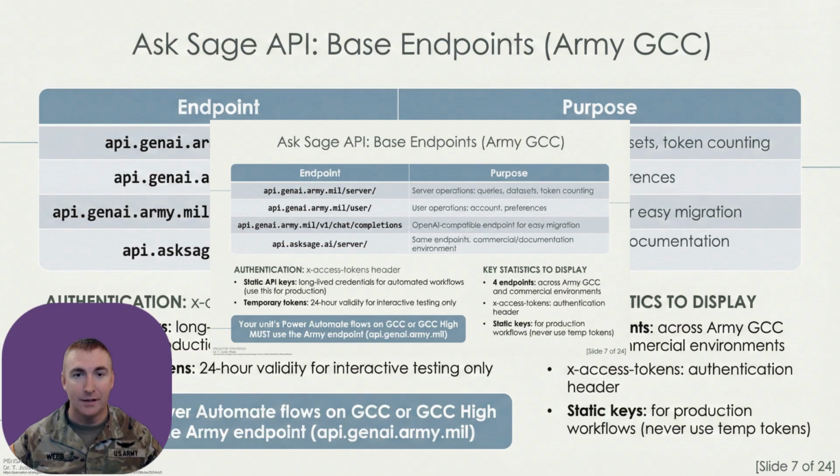The critical one is the OpenAI compatible endpoint at /v1/chat/completions. Any tool built for OpenAI works with Ask Sage by changing a single URL. Authentication uses the x-access-tokens header. For production workflows, always use static API keys stored as secure variables. Temporary tokens expire in 24 hours. A flow built on temp tokens breaks overnight. Your unit's flows on GCC or GCC High must use the Army endpoint. No exceptions. Now watch what you actually send through that endpoint.